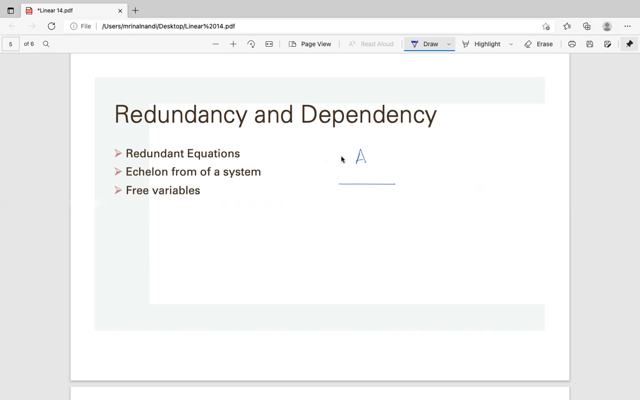We can just throw out this equation and reduce the number of rows. So if the 6th equation is redundant, that means the 6th equation can be written as a linear combination of the other 5. Then throw this 6th one out and you have only 5. So the number of rows will be reduced. Now this is called redundant equations. A redundant equation is an equation which can be obtained as a linear combination of the other equations.